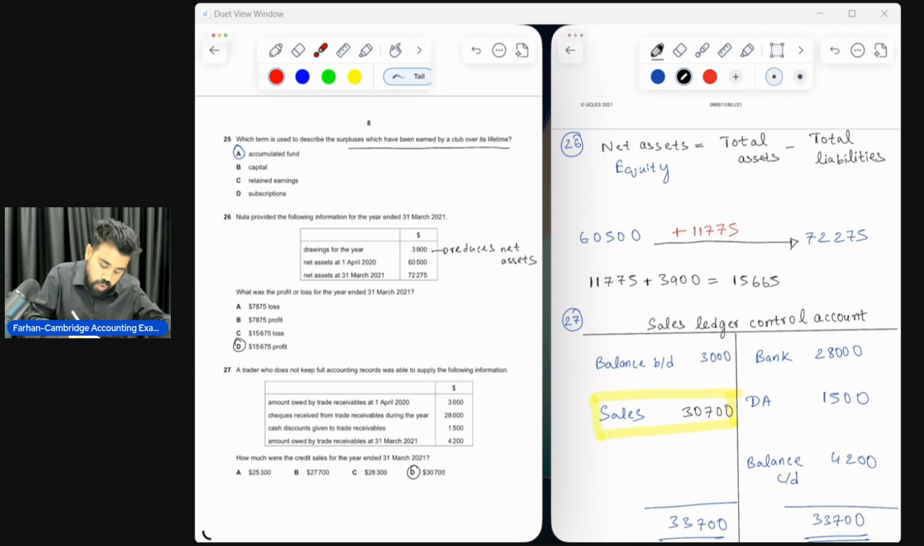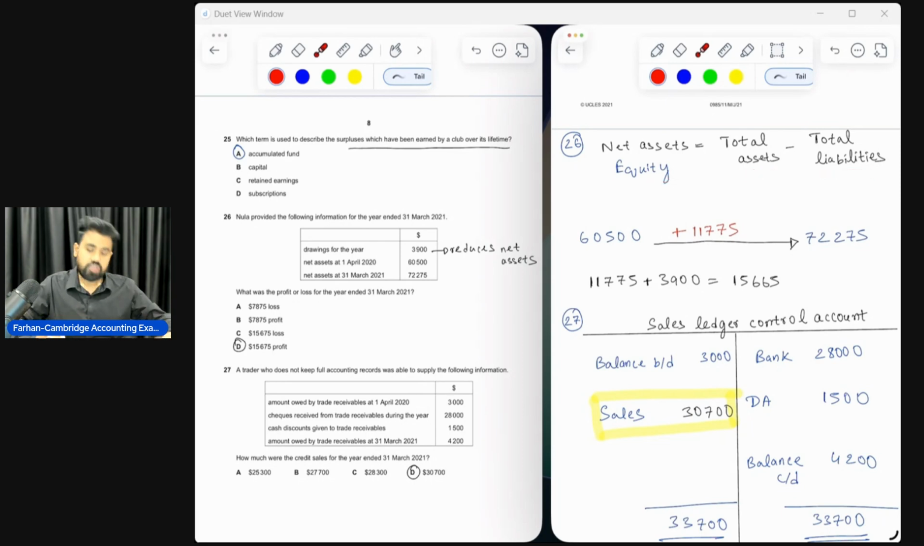Nula provided the following information for the year ended 31 March 2021. So you can see we are provided with the drawings for the year, and then we're given the opening net assets and the closing net assets. We are required to find whether or not we've got a profit or loss for the year. Now, what do we understand by net assets? Net assets is simply the difference between total assets and total liabilities. And net assets is also synonymous to owner's capital or owner's equity.